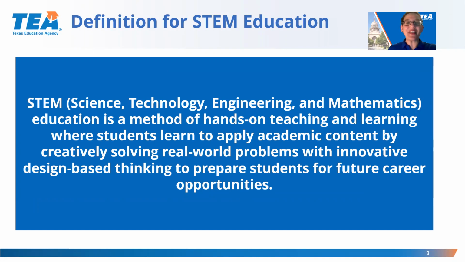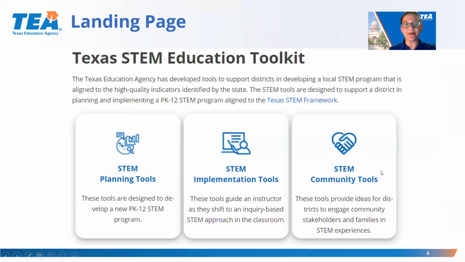The first step in developing the STEM program in Texas was to establish a common definition for STEM education. We have defined STEM education as a method of hands-on teaching and learning where students learn to apply academic content by creatively solving real-world problems with innovative design-based thinking to prepare students for future career opportunities. When we talk about STEM throughout this series, we are talking about a method of instruction, not a course.